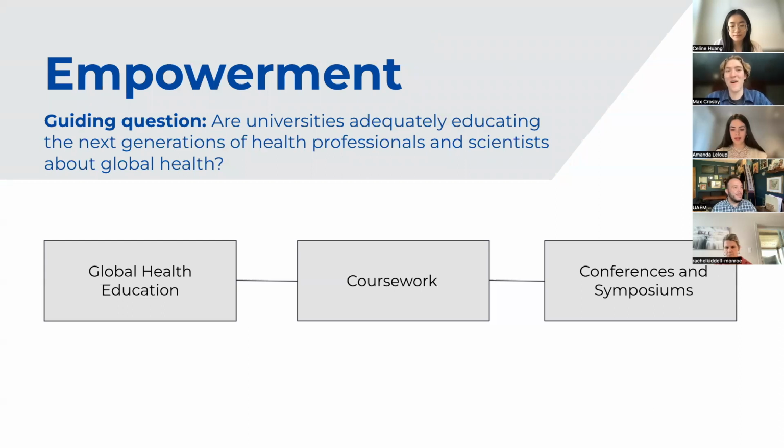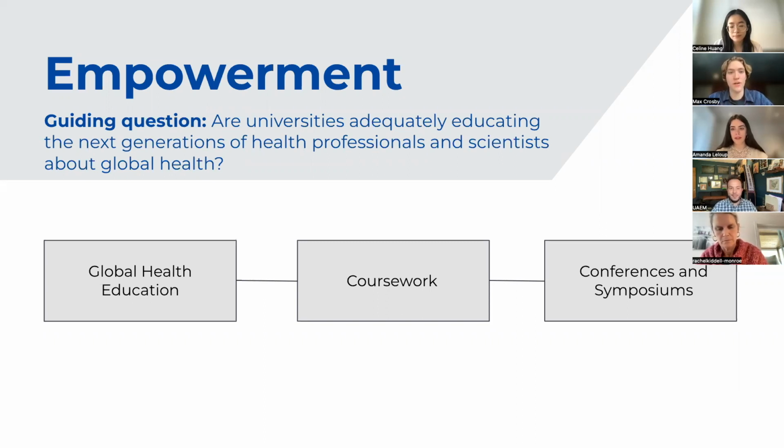Next, our empowerment section looked at what universities did towards educating students about current and emerging issues in global health. Firstly, this section evaluated the existing departments, majors, minors, and concentrations at each U15 university for global health.